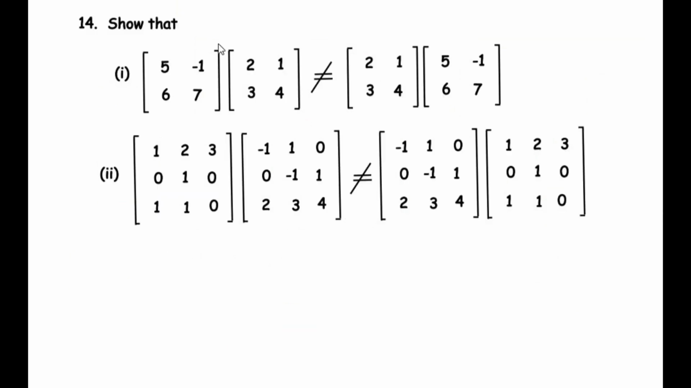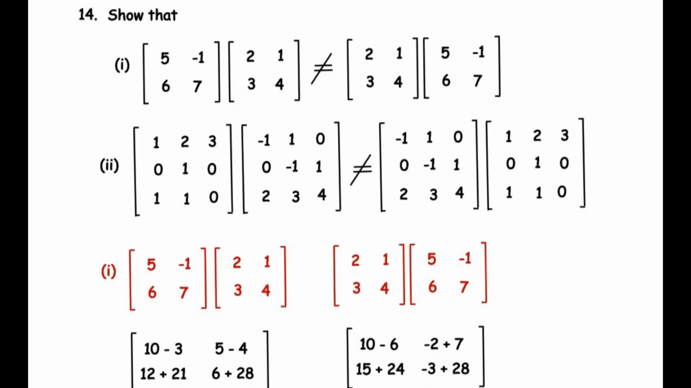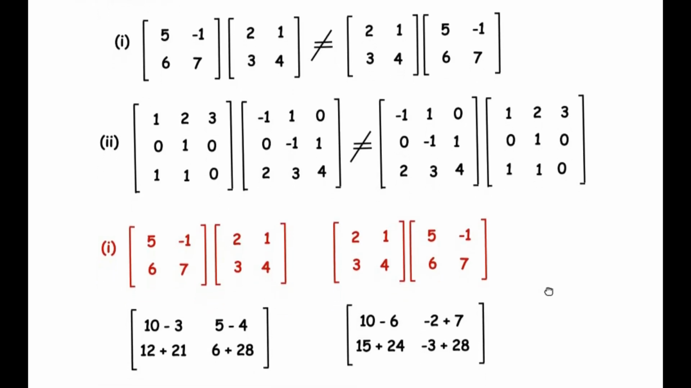Now in the 14th question, we have to show that the elements which we get from the multiplication of the left hand side matrices are not going to be equal to the elements got by the multiplication of matrices on the right hand side. So let us start with the first one now. Here we have considered the same matrix. Now let us perform the multiplication starting with the left hand side.